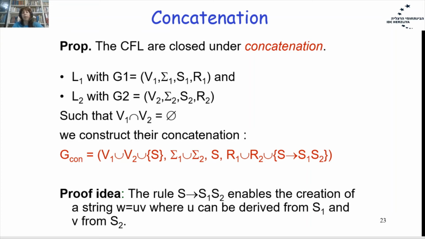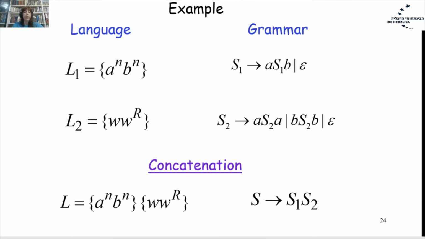We will use previous languages and previous grammars as an example. The concatenation result, or the new language, will be a to the power of n, b to the power of n, concatenation with W W reverse. The new grammar will be S derives S1 concatenation S2, and then all the rules of S1 and all the rules of S2.